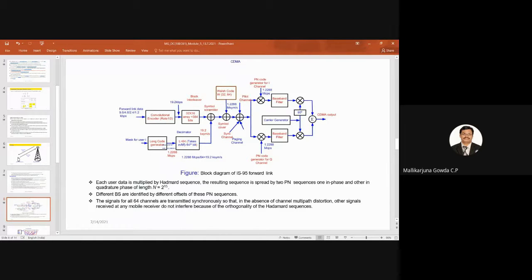I may ask randomly any one of you to say what each block is.